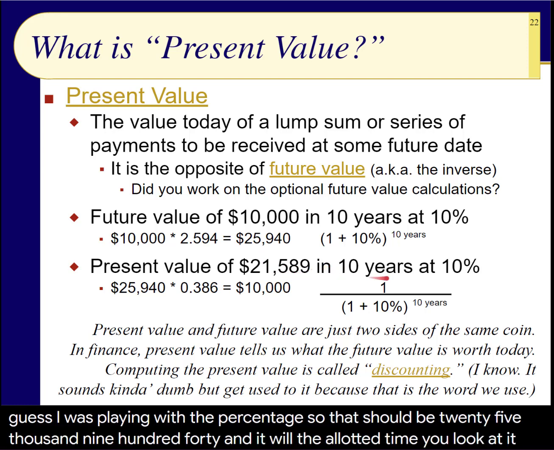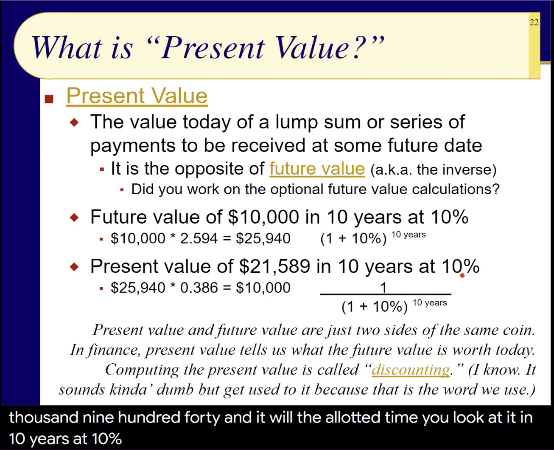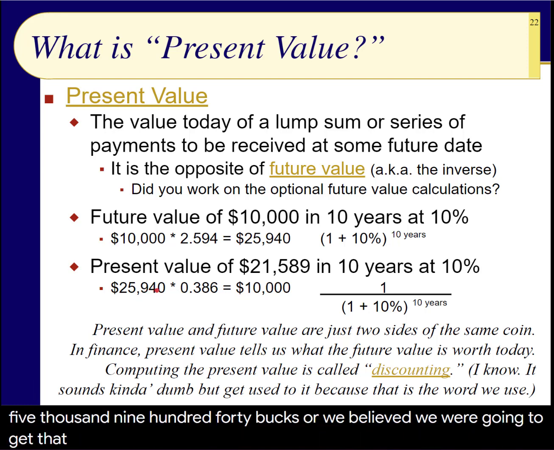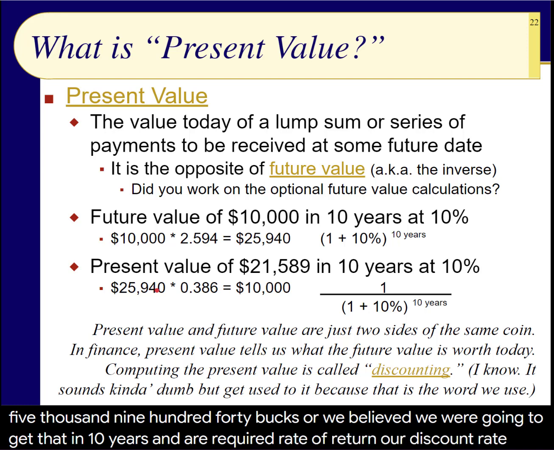In 10 years at 10%. See, I did it right over here. So in other words, we knew we were going to get $25,940, or we believed we were going to get that, in 10 years, and our required rate of return, our discount rate, is 10%.